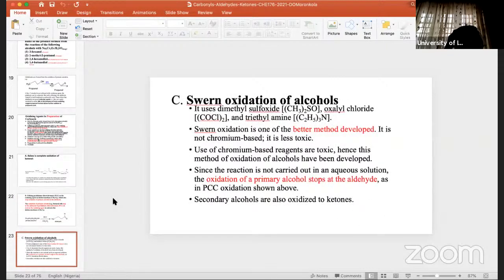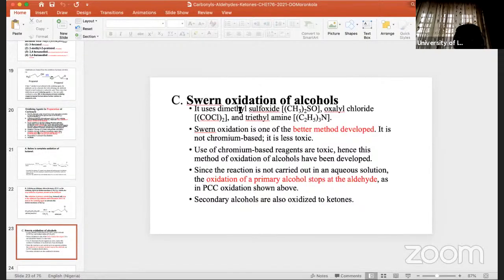Now the Swern oxidation, like I said, utilizes these three reagents: dimethyl sulfoxide, oxalyl chloride, and triethylamine. The Swern oxidation is a very good method, better than the earlier ones, meaning that it's not chromium-based, because chromium-based reagents are somehow toxic to human beings.